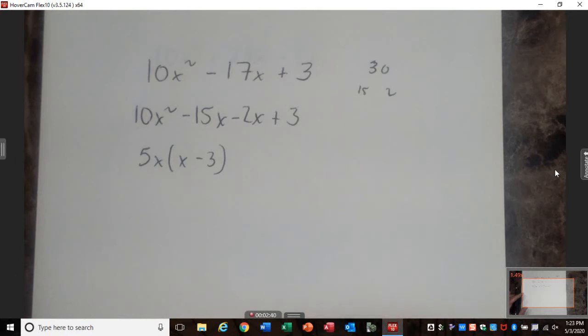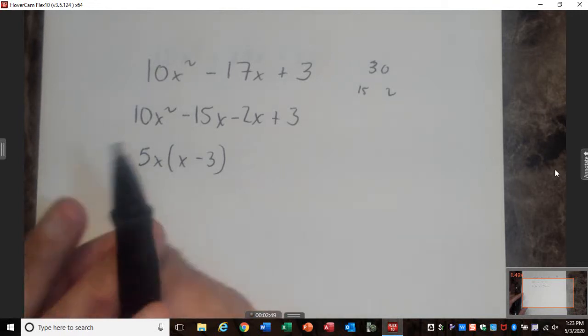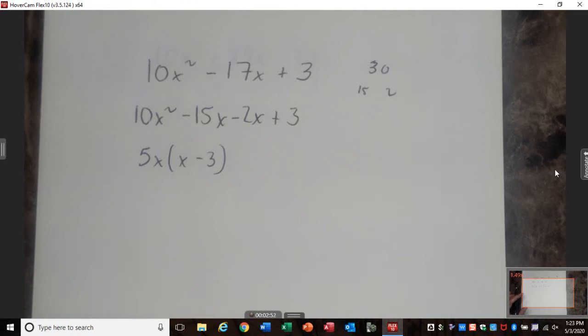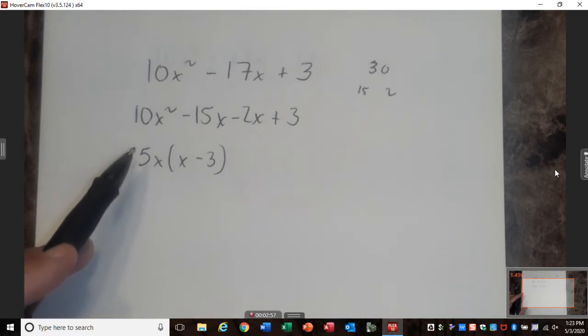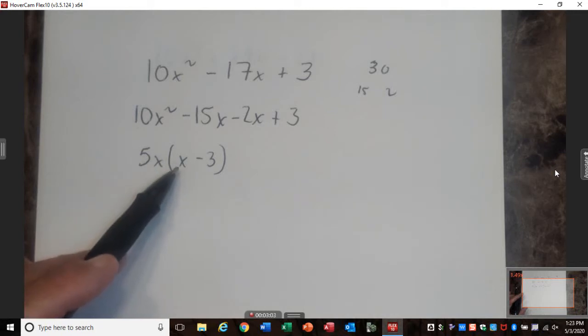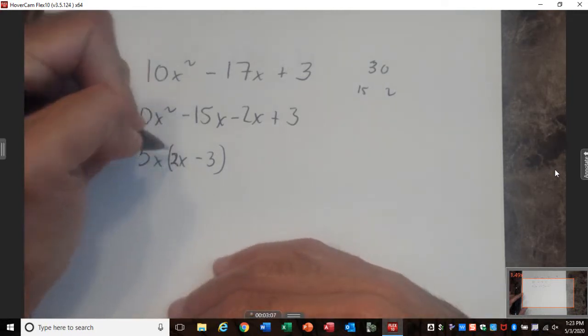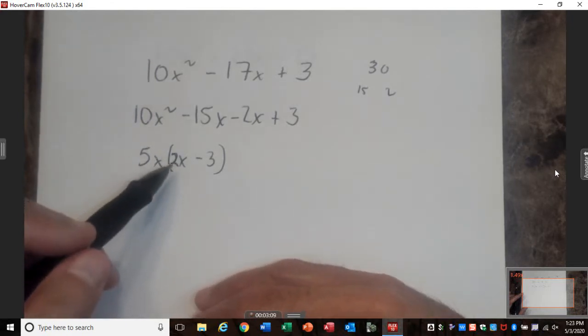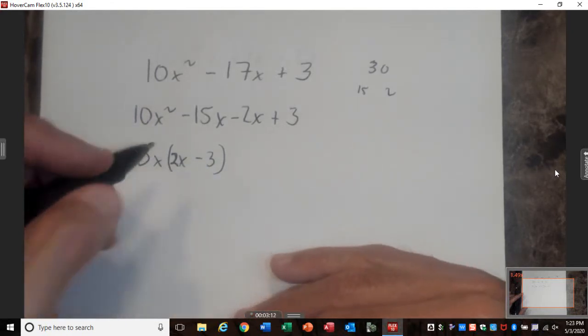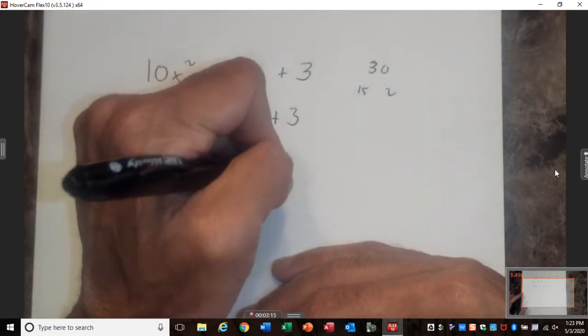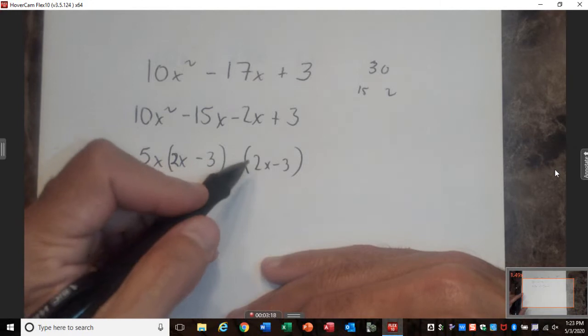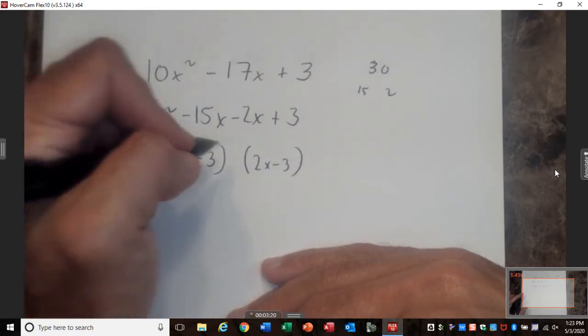Something doesn't look right here. Hang on a second. Make sure I copy this down right. 17x plus 3. Am I doing this right? 30, 15, and 2. Oh, sorry. I forgot the 2 here. Sorry about that. I look at it. Something's not right here. 2x minus 3. I'm sorry. Okay, and this has to be a 2x minus 3. We're all human. Okay, and then all these signs are changed, so it has to be a minus 1.